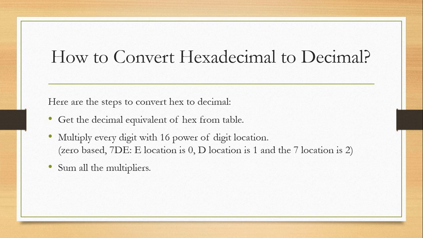Here are the steps to convert hexadecimal. We get the decimal equivalent of the hex from the table. You can write all the equivalents of decimal number to hexadecimal, and you just tally your number from that table, and it will make all the things easy. Multiply every digit with 16 to the power of the location of the digit. In 7DE, E location is at 0, D is at 1, and the 7 is at 2, so you have to multiply 16 with the power of that location of digit, and sum all the multipliers, and we have a figure in decimal number system.